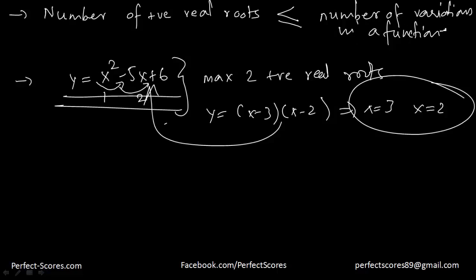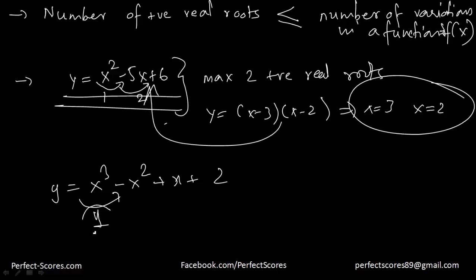Let's say that function is f of x. I hope you're able to understand what I'm trying to say here, guys. That is the number of positive real roots. So let's suppose you have a function y is equal to x cubed minus x squared plus x plus 2. It has one variation here, and then another variation, so it has a total of two variations. If it has a total of two variations, that means it's going to have a maximum of two positive real roots.